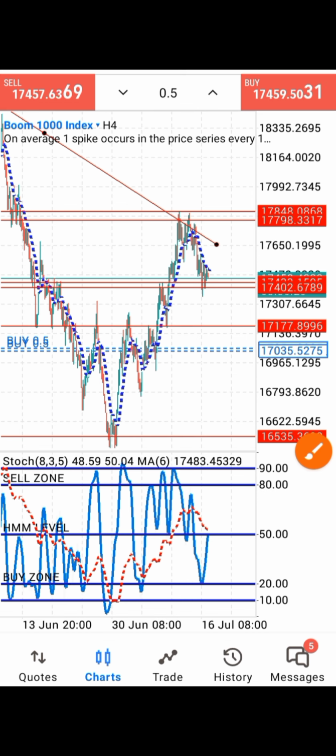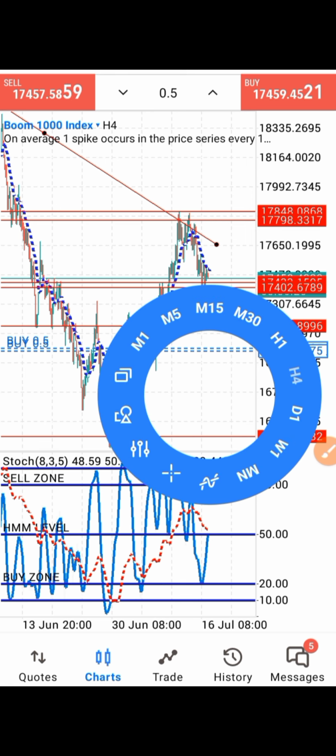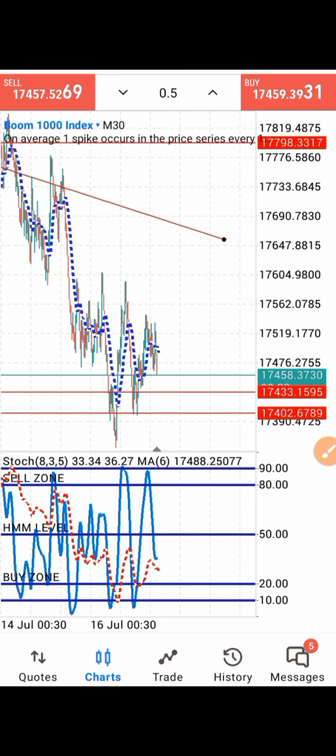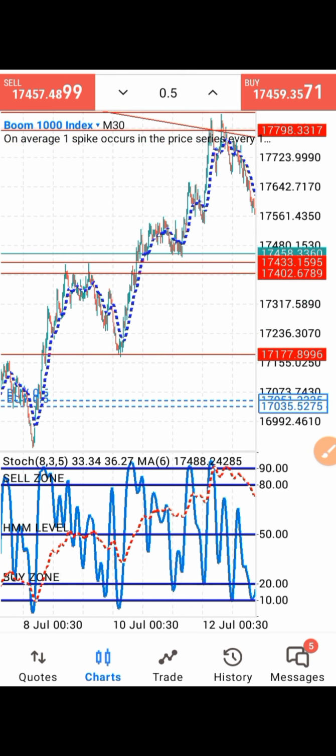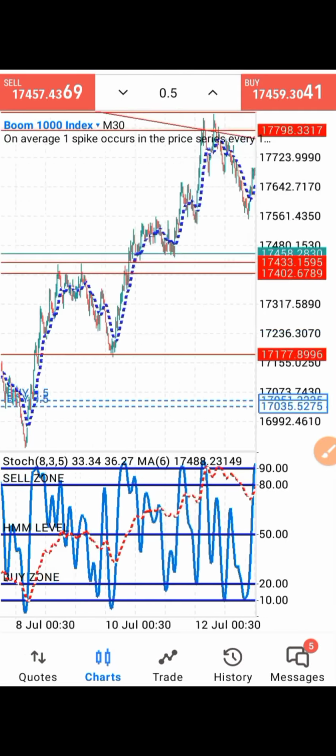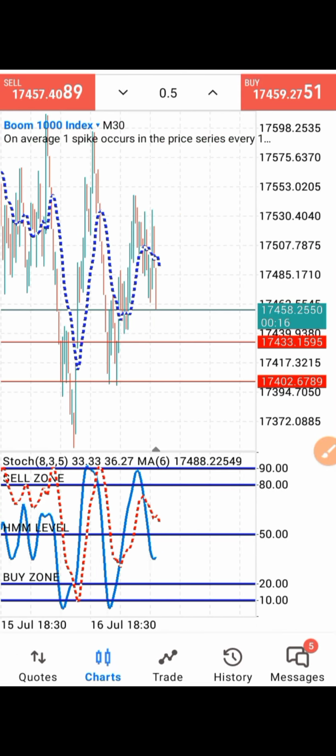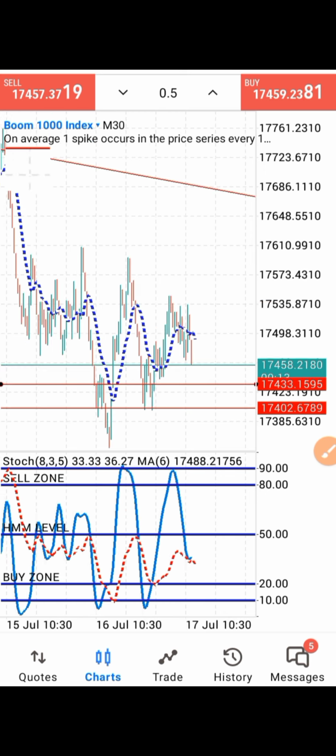And if you are a price action trader and you scalp the Boom 1000, if you go to the 1 hour time frame, or let's say go to the 30-minute time frame, you should be able to notice that there are some zones that market needs to bounce up from and respects. So look at this one now. Market comes into this zone.